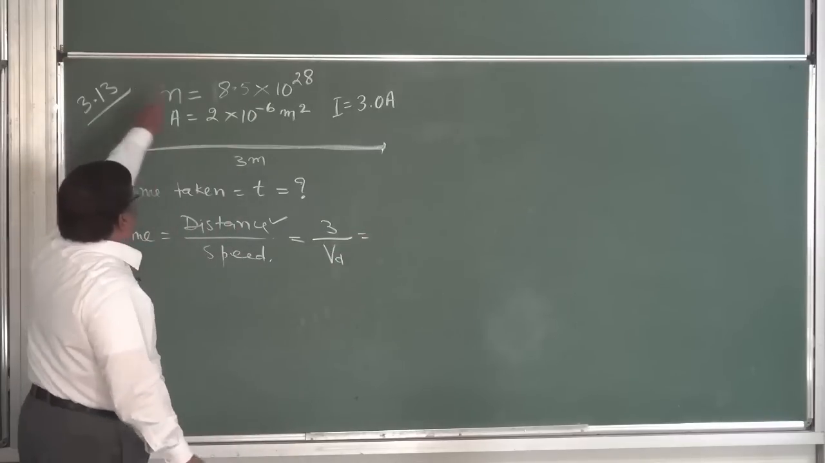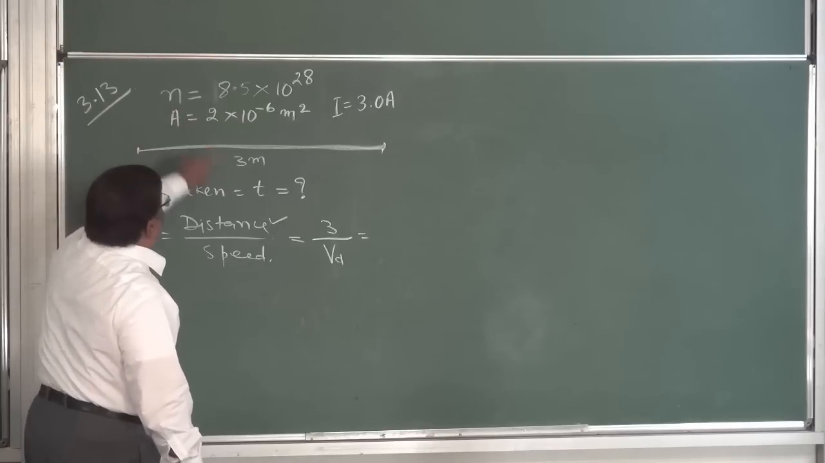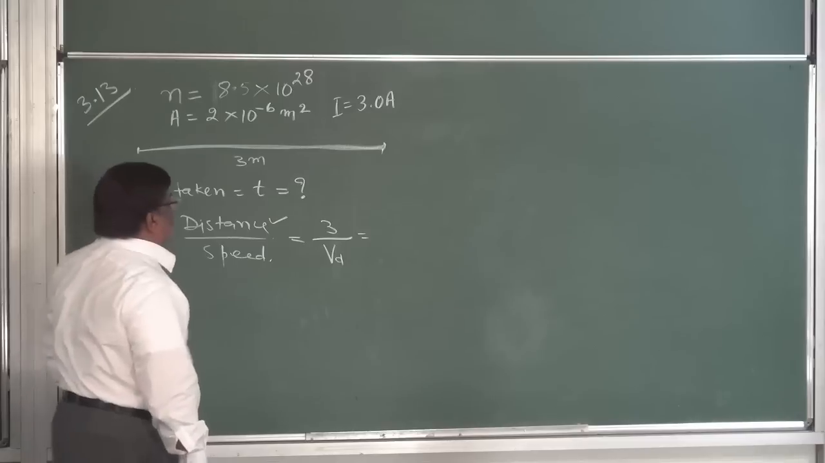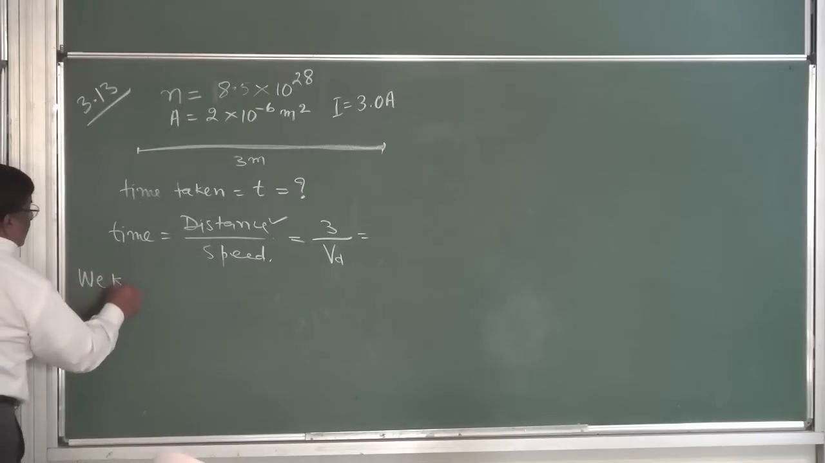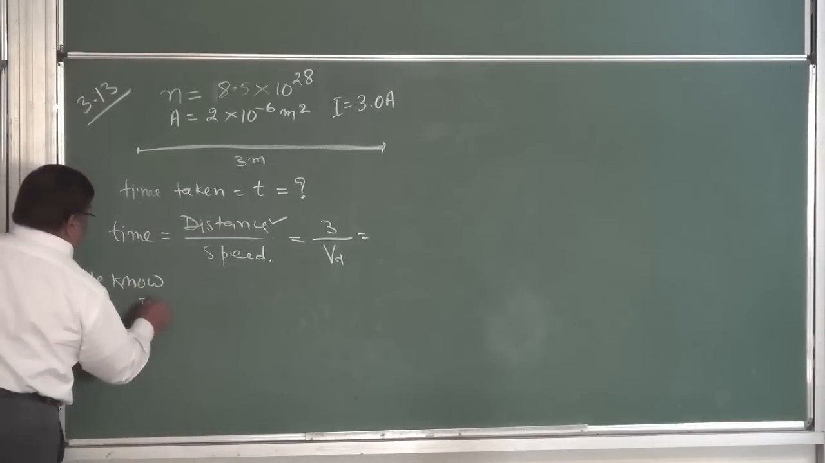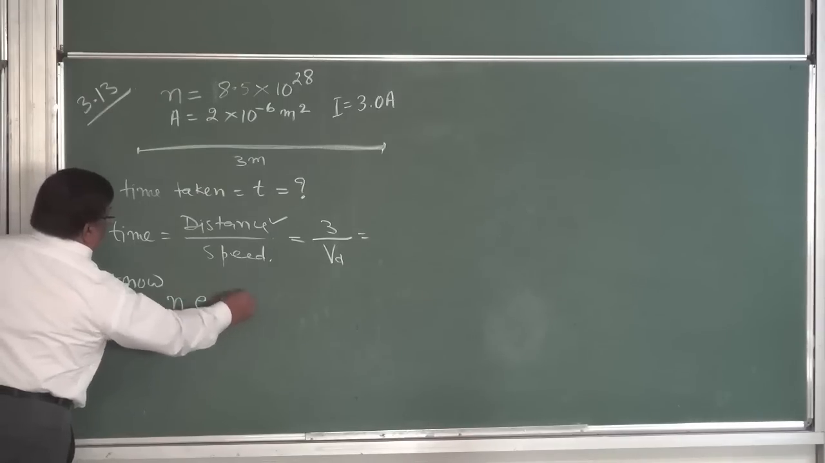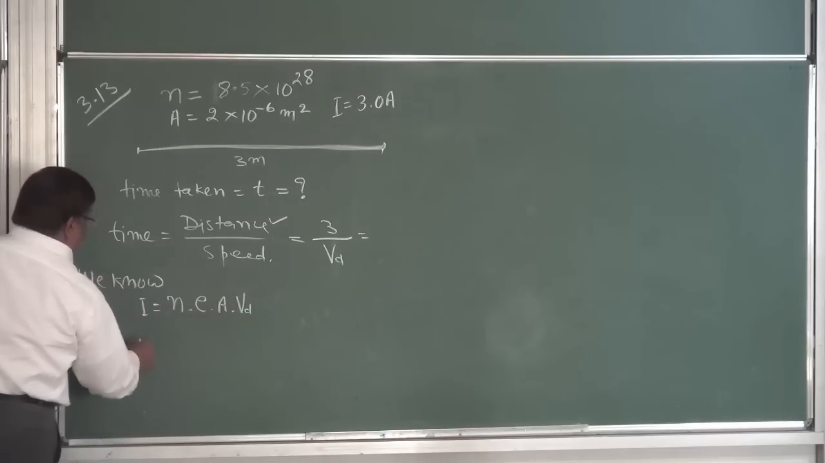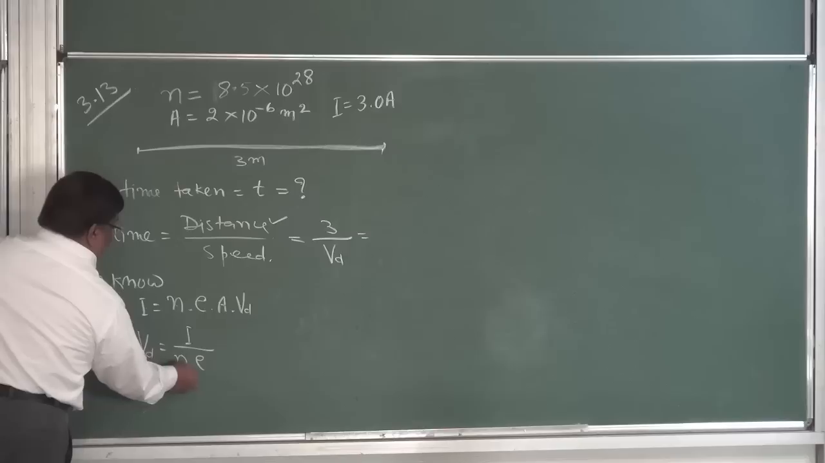But drift velocity is not given to us. Whatever is given, do we have any relation of these quantities with drift velocity? The answer is yes, we have a relation. What is that relation? We know that current is equal to n, e, A and drift velocity. This gives drift velocity is equal to current divided by n, e and A: n, charge on the electron, and area of the conductor.